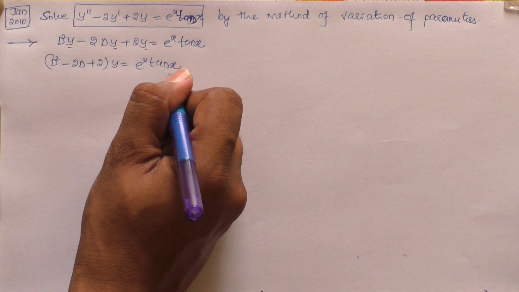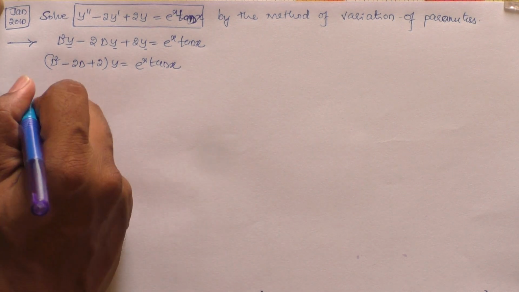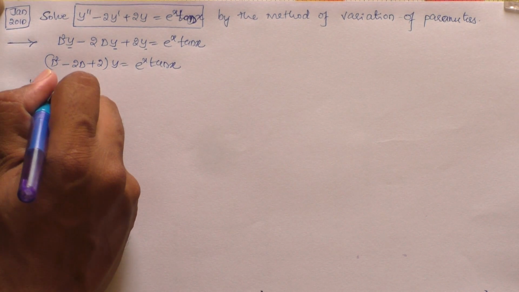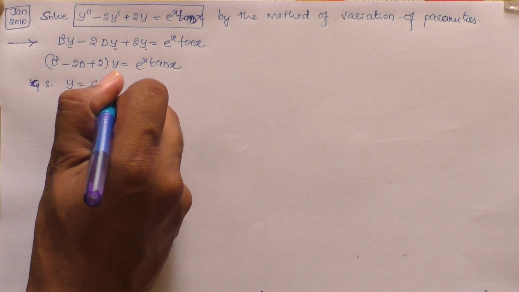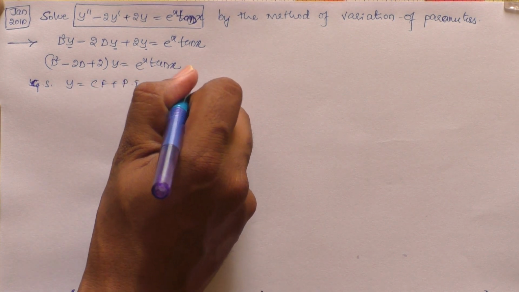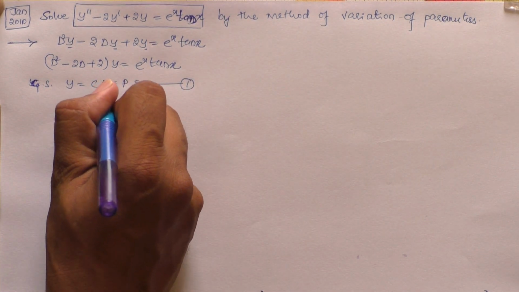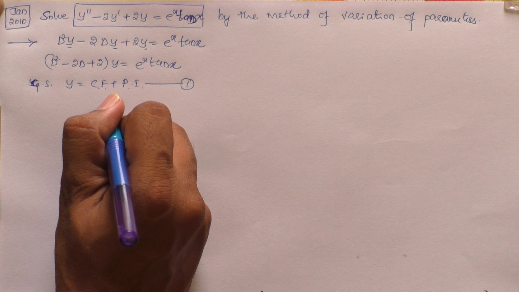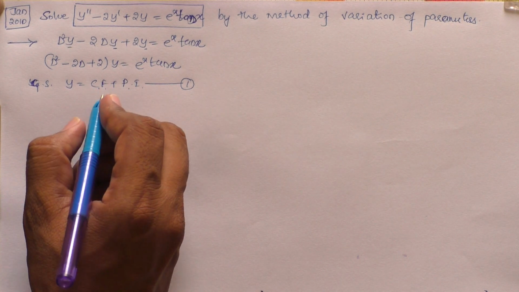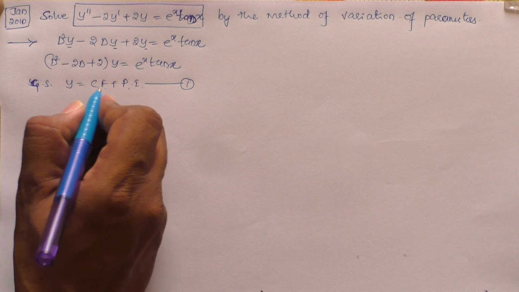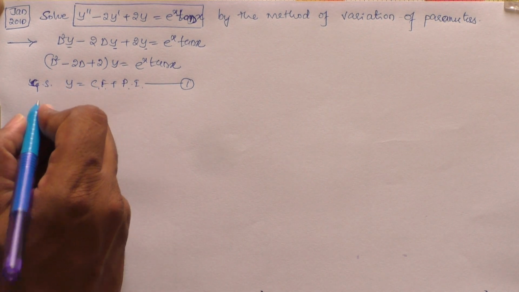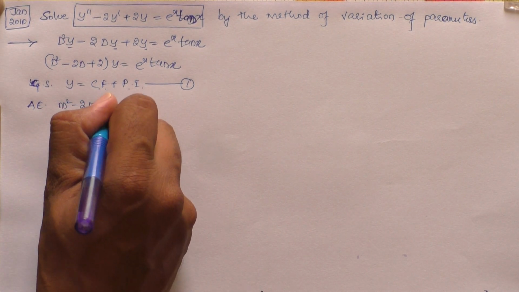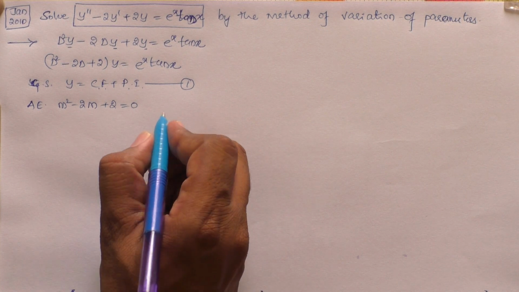Here it has y as well as x terms, so it is called a non-homogeneous equation, and we know in case of a non-homogeneous equation, the general solution is y equal to CF plus pi. So let us find out CF and pi separately. First let us find out CF. In this problem, to find CF, write the auxiliary equation: m square minus 2m plus 2 equal to 0.